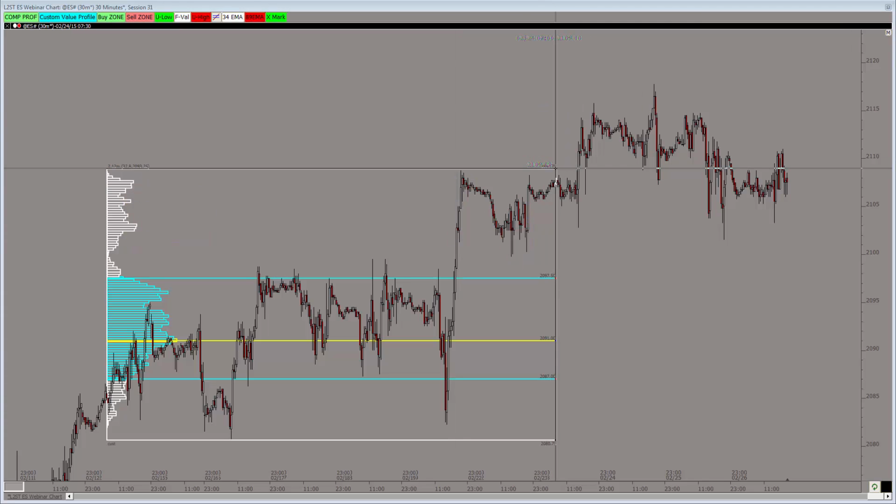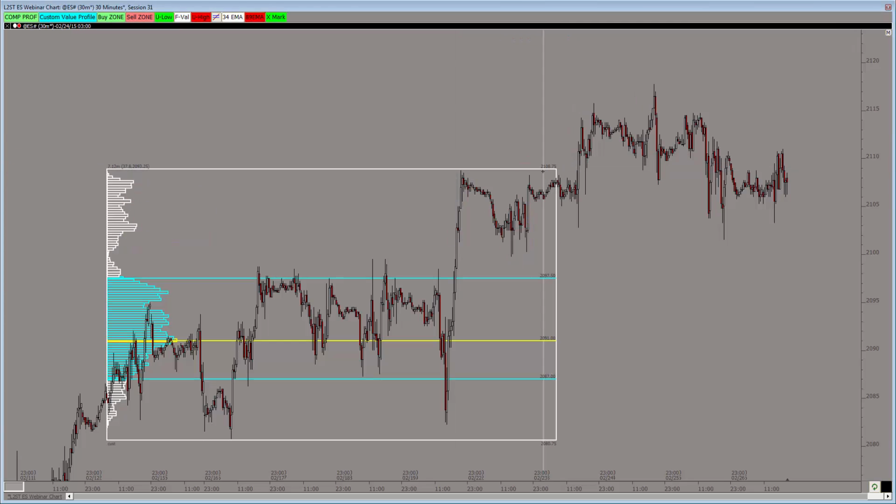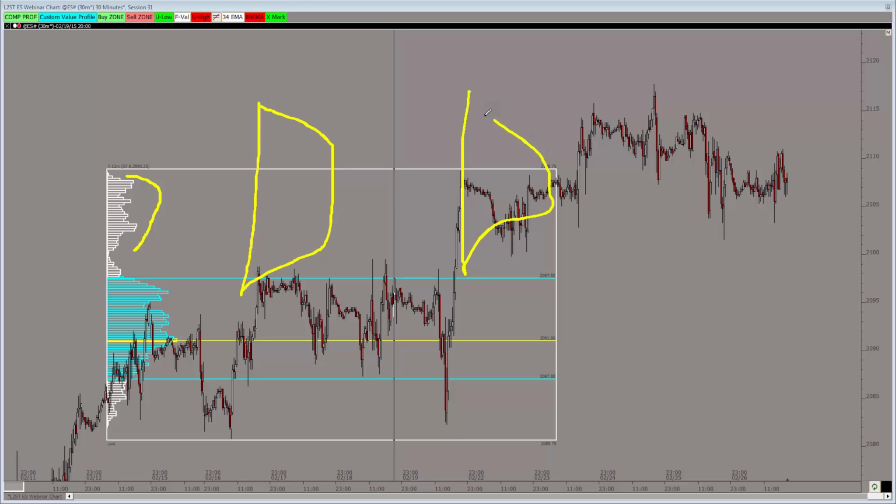So whenever we see that, we split the profile. So I would get rid of this profile as soon as we see distribution higher outside of this area, because the profile should look like this. It should look like a bell curve. It should look very distributed in the middle, within the value area, and above there should be really no interest.